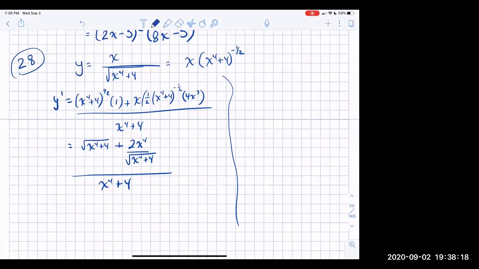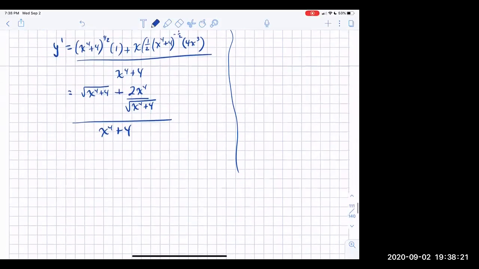So what would be nice to do here? Well, there's a couple ways you could handle this. I could deal with just the numerator, or I could kill all my fractions in one fell swoop, which means you take the common denominator and you multiply it over itself. So I'm going to multiply by the square root of x to the 4th plus 4 over the same thing. Okay, so that's what I'm multiplying by.